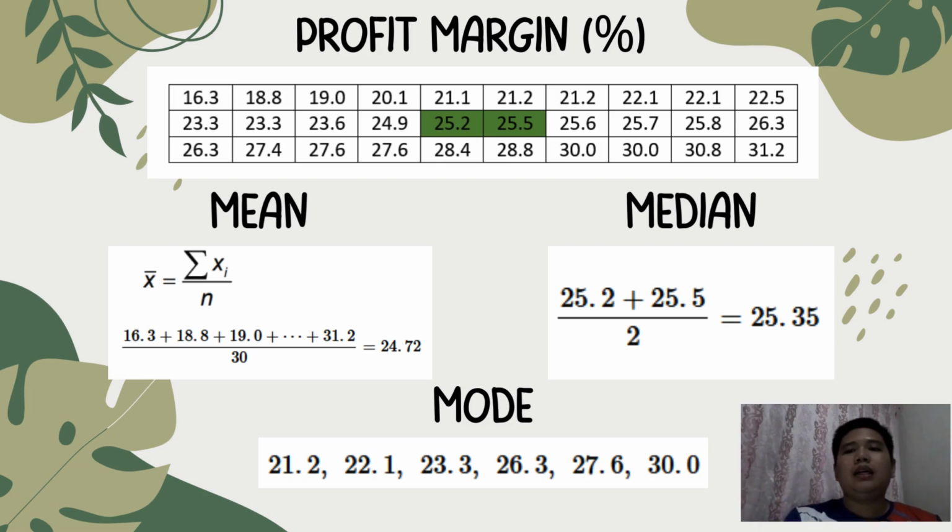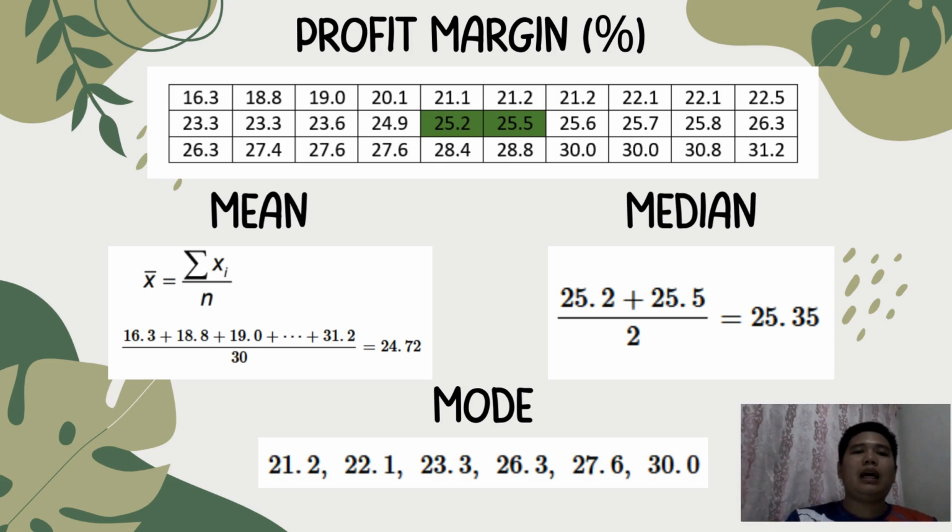For the median, my answer is 25.35. As we can see in the highlighted table, 25.2 and 25.5 are the 15th and 16th numbers, and I take the 2 numbers because the dataset has an even number of observations, so we divide that by 2 and the answer is 25.35.